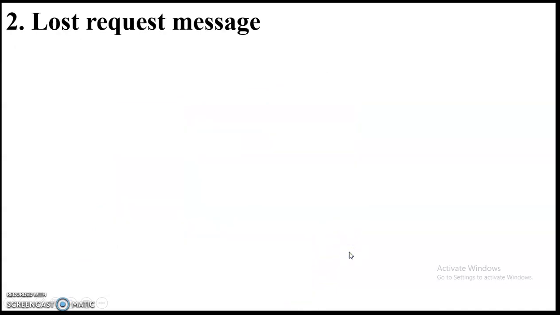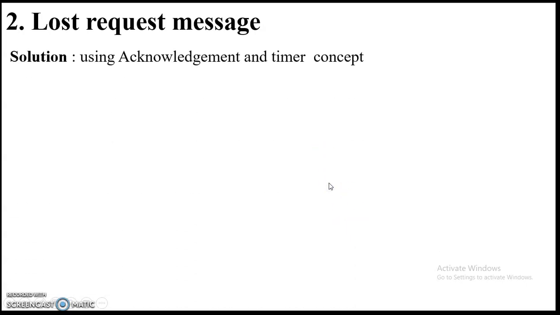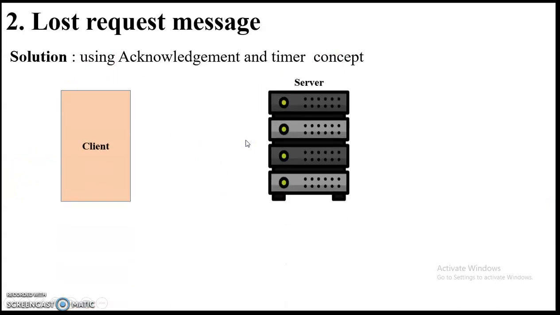Then the second one is lost request messages. Lost request messages means the request that has been sent by the client has been lost. The solution is using the acknowledgement and timer concept. There are a client and a server, and the client is sending a request. In a lost request message, the request is not able to reach the server and gets lost in between during transmission.